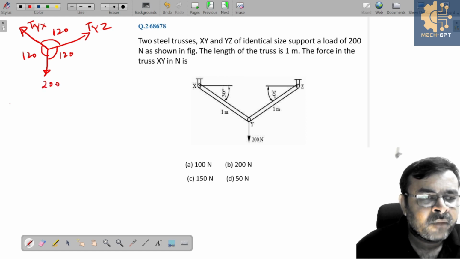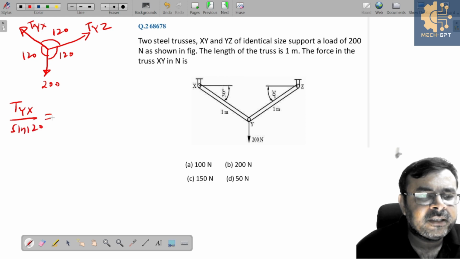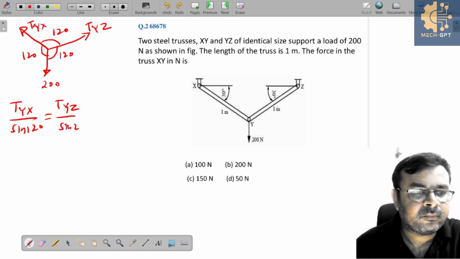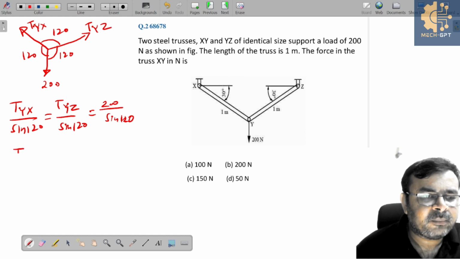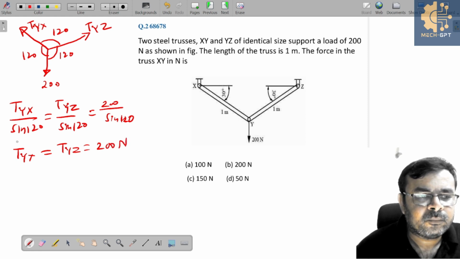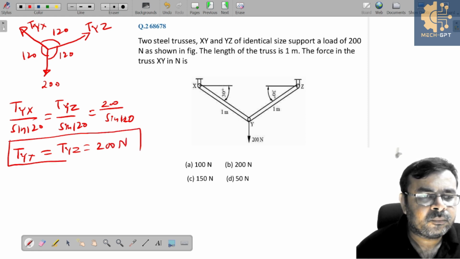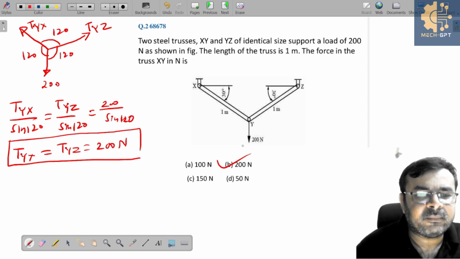Yes or no? So Tyx over sine 120 is equal to Tyz over sine 120, and this is equal to 200 over sine 120. Yes or no? So simply here you get Tyx is equal to Tyz is equal to 200 Newton. Is it clear? This is a very simple question. So option B is the right option.